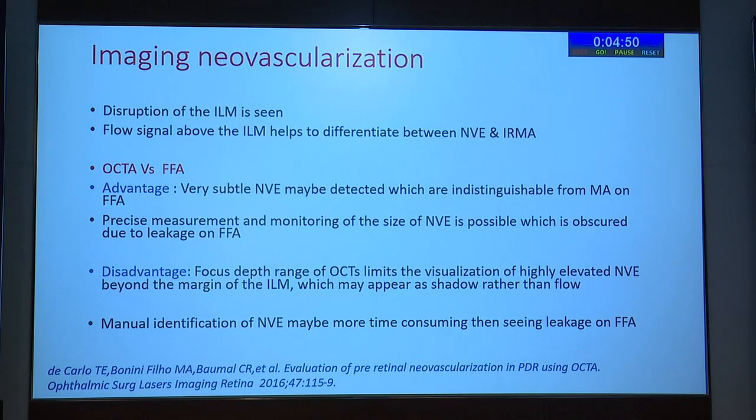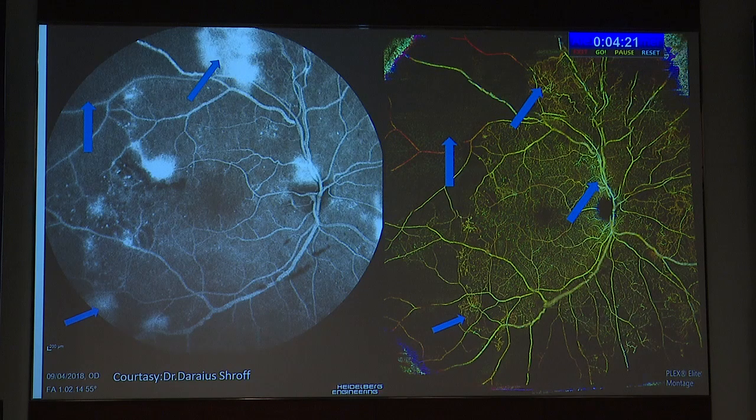The precise measurement and monitoring of the size of the NVs again is very much possible in an OCTA, and not so much on an FFA because it just keeps showing an active leakage. The disadvantage would be the focus depth range of OCTA limits the visualization of highly elevated NVEs. So if they're very elevated, probably an OCTA is not going to pick them up as well. Manual identification of NVE on an OCTA is again going to be more time consuming in comparison to seeing just a leakage on an FFA.